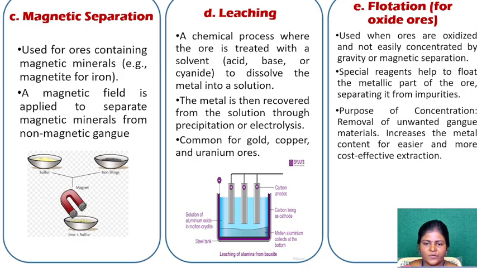Then the fifth step is the flotation, which is mainly used for oxide ores. So it is used when ores are oxidized and not easily concentrated by gravity or magnetic separation. So here a special reagent is added and it helps the formation of froth, so that the metal or the impurities will stick onto the froth and it is removed.